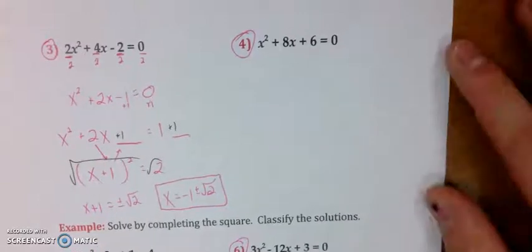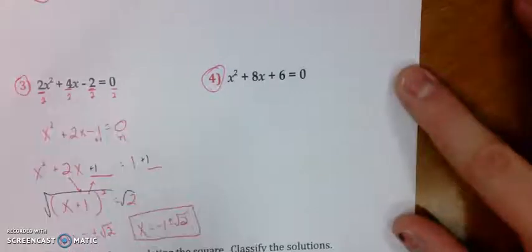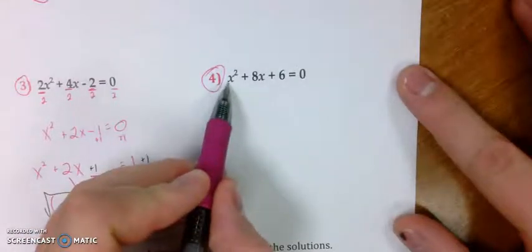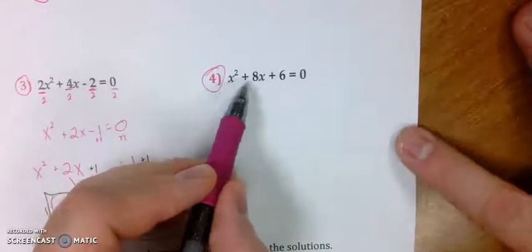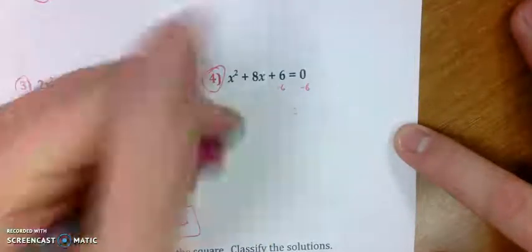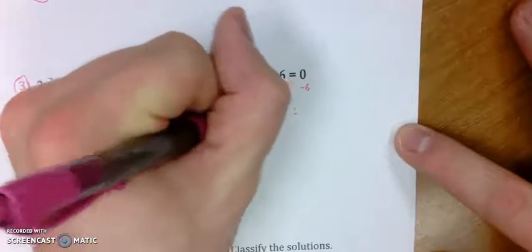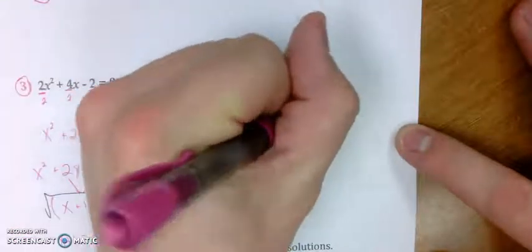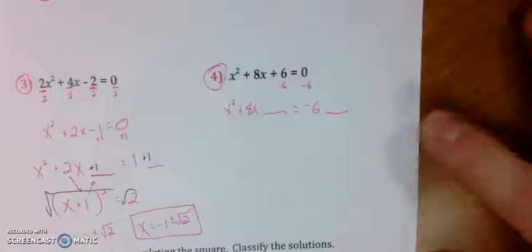Sweet. All right, number 4. There's no number attached to the x squared, so that saves me a step. That's good news. First thing I want to do is move that 6 to the other side. So I have x squared plus 8x, and I'm going to leave a blank. And that'll equal negative 6, and I'll leave a blank over there.